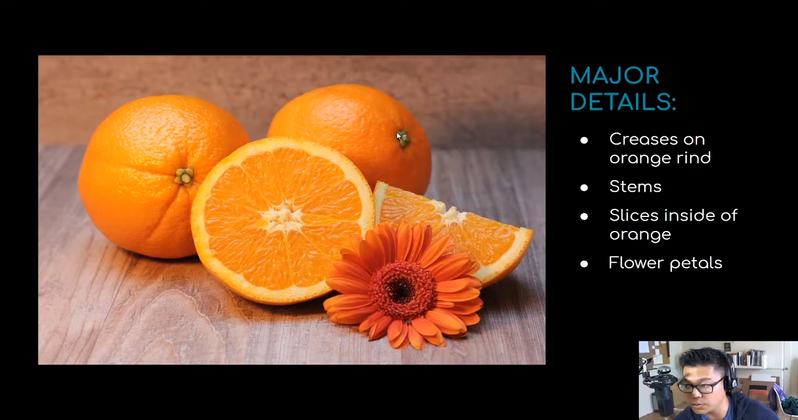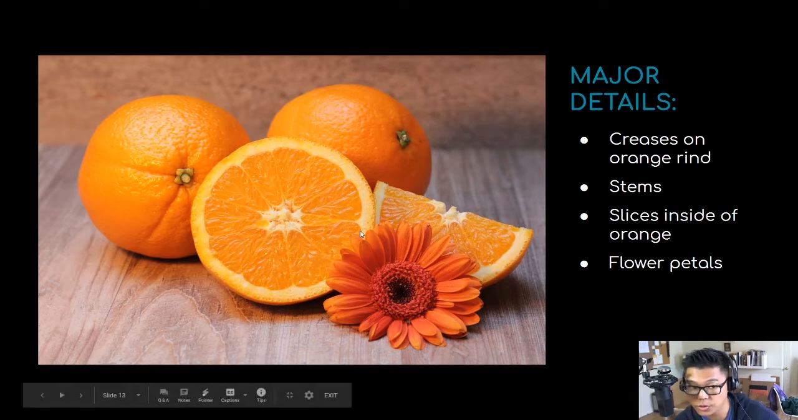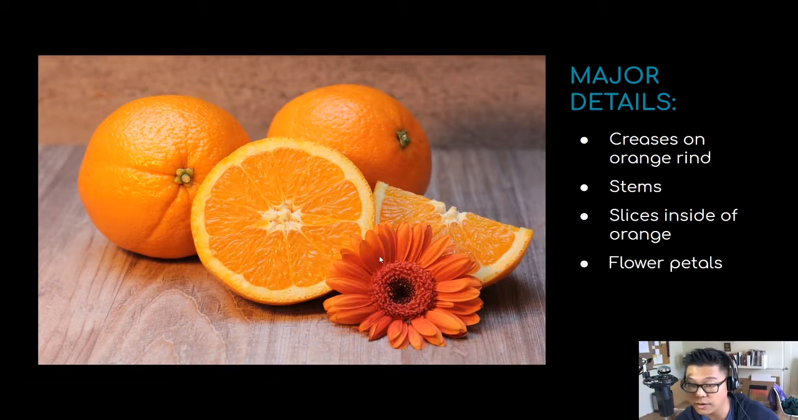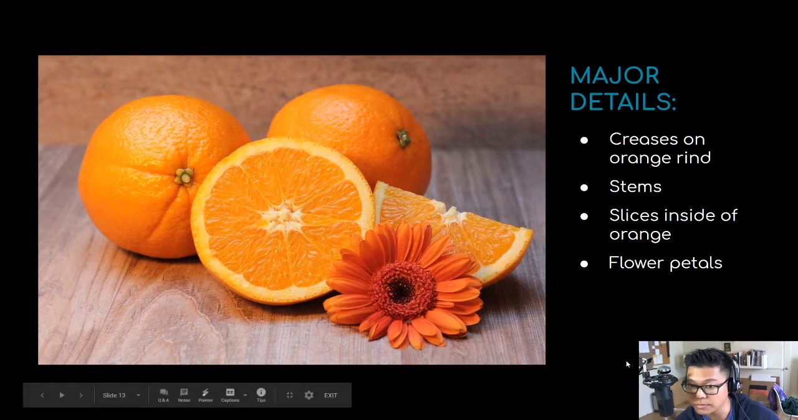We want to include also the slices inside the orange. So these triangular shapes over here of the oranges that are cut, this one in half, this one in a quarter, right? You want to include the shape of those slices. And then you also want to draw this flower along with the flower petals. So those are the major details we want to include.